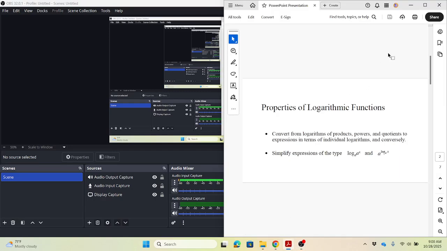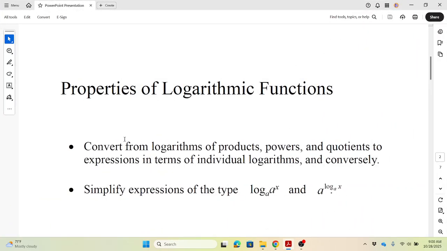Properties of logarithmic functions. In the previous section, we introduced the log function. In this section, we're going to go over properties of the log function. These are the objectives. First of all, we convert the log of a product, power, and quotient to an expression in terms of individual logs, and then we do the opposite, conversely.